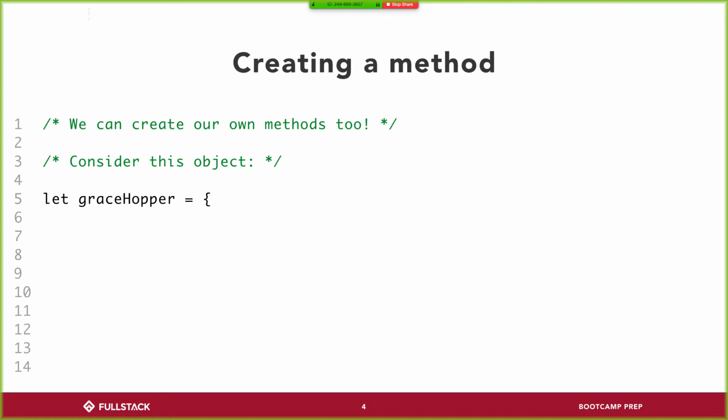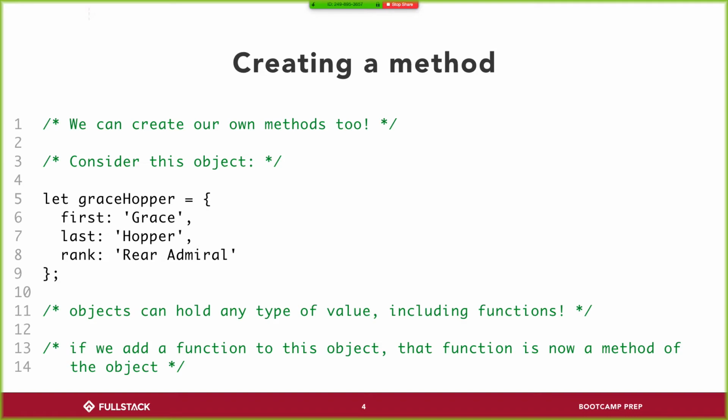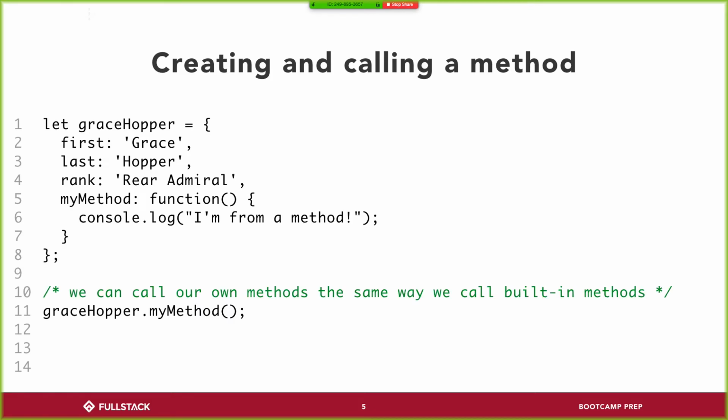And so yeah, we can make our own methods. Objects can hold any type of value. We see a lot of objects used to hold strings, numbers, booleans, but it can also hold functions. It can also hold other objects. So if we add a function to the object, then it's basically a method. They're just interchangeable terms. But I guess we can call them methods because they're on an object. So yeah, this is the signature.